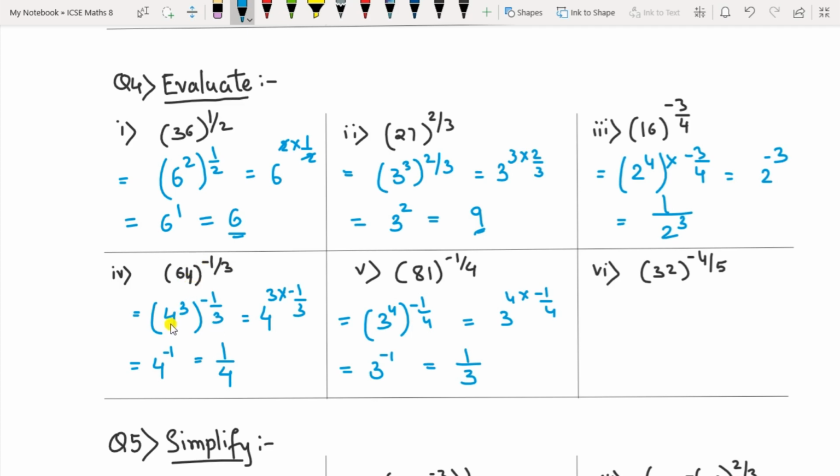Okay. So 4 cube, multiply by minus 1 by 3. 3 get cancelled. The answer is 4 raised to minus 1. So it becomes 1 upon 4. 81, as you know 9 square is 81, but since the denominator is having 4 here, so it becomes 3 raised to 4 into minus 1 by 4. 4 get cancelled, so 3 raised to minus 1 equal to 1 by 3.